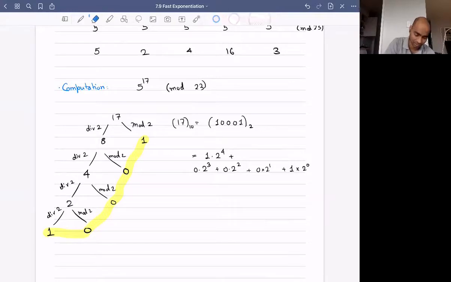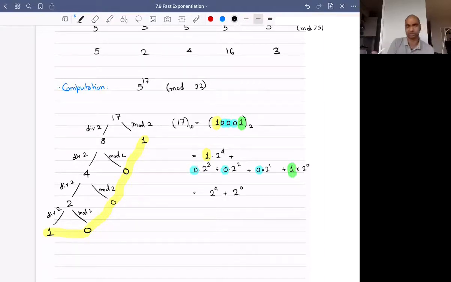Just so that we are clear about where the numbers are coming from. This one is this one, this one is this one, and the rest of the zeros are the 3 zeros in the middle. I'll discard the zeros for the sake of simplicity, and I'll get 17 is 2 to the 4 plus 2 to the 0, which you can see is true. 17 is 16 plus 1.